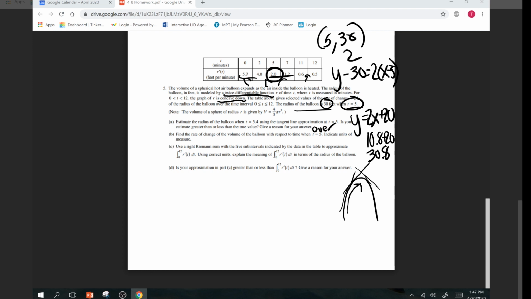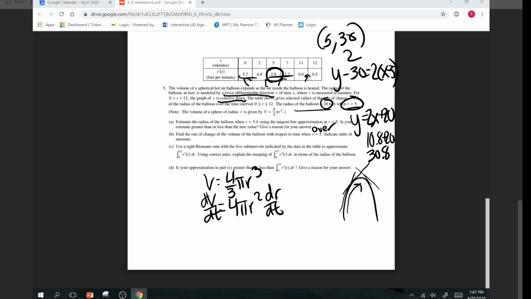Find the rate of change of the volume with respect to time when t equals 5. So this is going to add a wrinkle to the question. We have this volume equation. If I take the derivative of this volume equation, I get dV/dt, which is the rate of change of the volume, equals 4 pi r squared dr/dt, which is the rate of change of the radius.